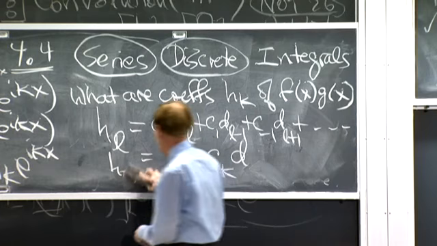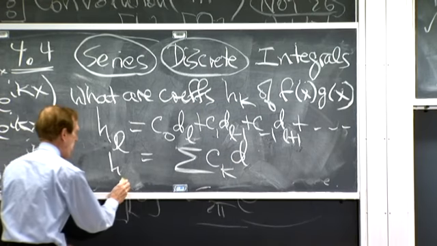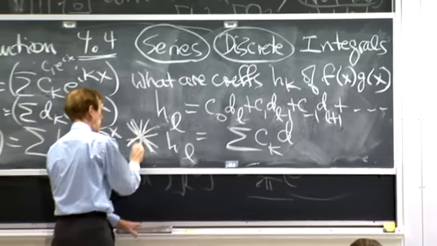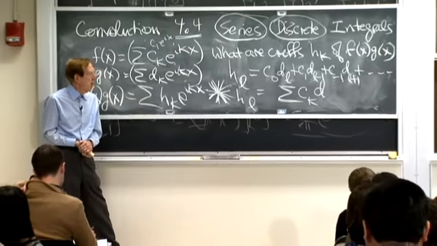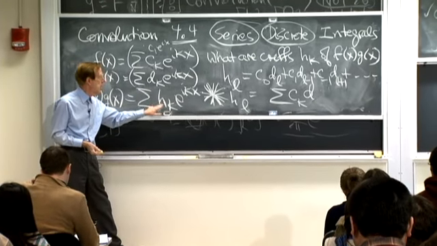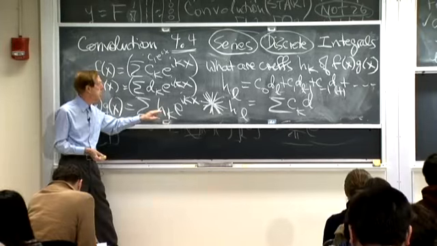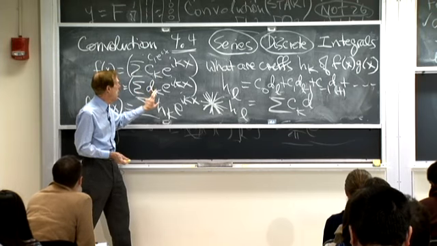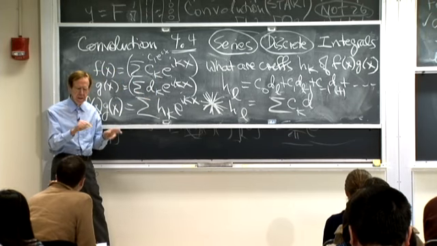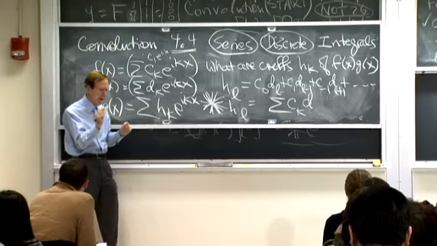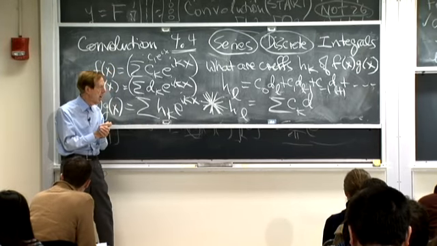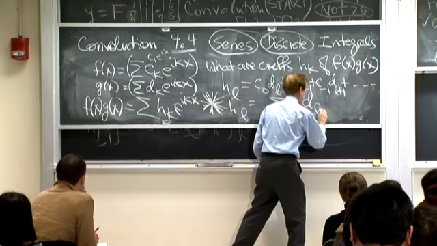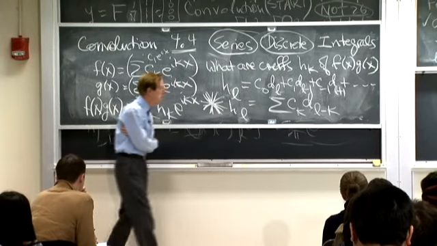Let's make it hl. We're ready for the final formula for convolution. Big star. To find hl, the coefficient of e to the ilx, when you multiply that by that, you look at ck and which d is going to show up in the e to the ilx term. l minus k, is that what you said? I hope. Yeah, l minus k. Right, that's it.